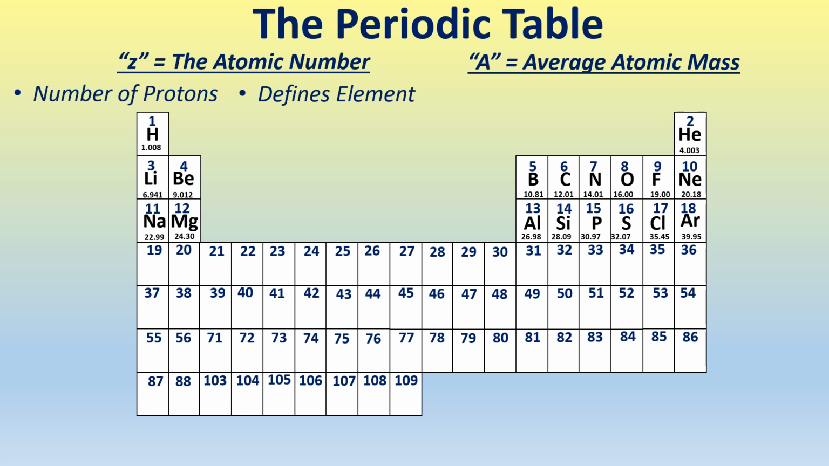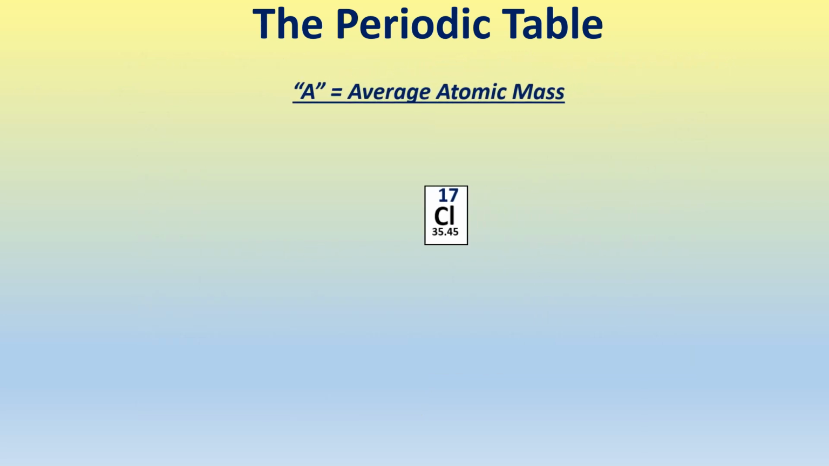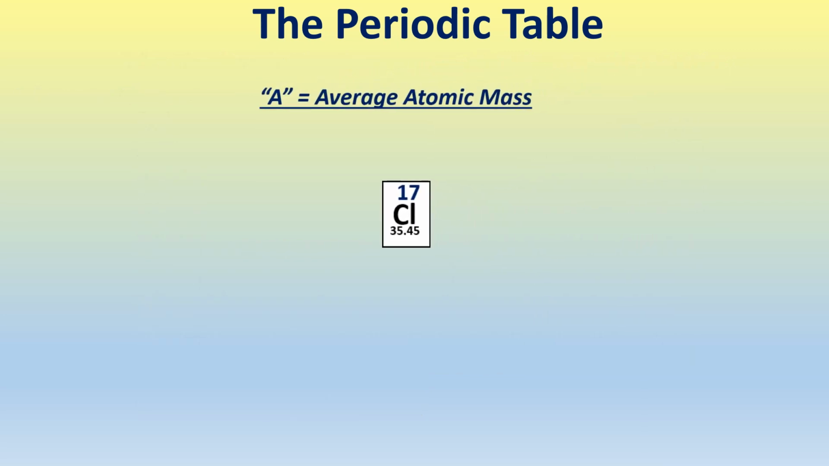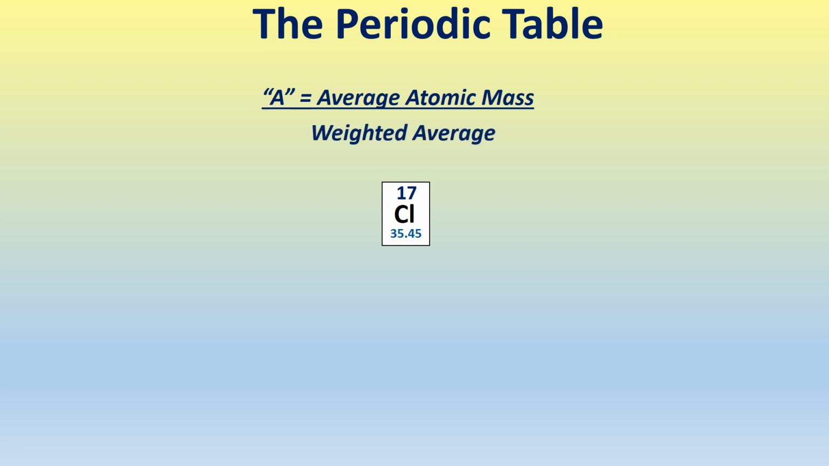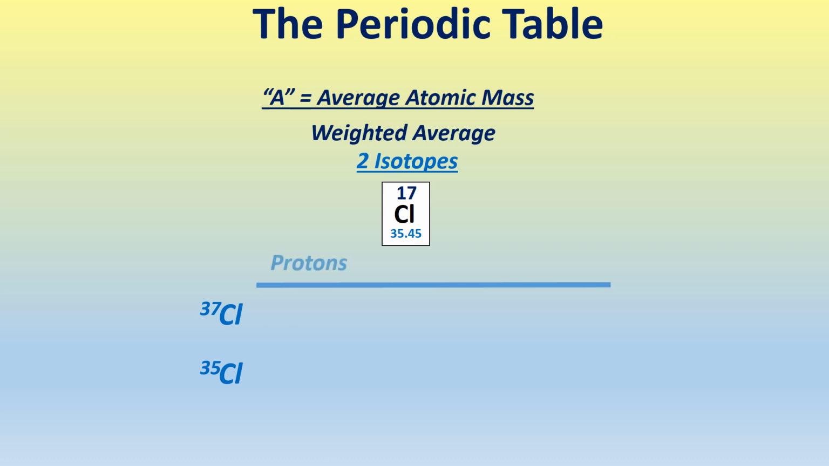This should be noted once again is the average mass. So one sees in the case of chlorine, average mass of 35.45, which is a weighted average. Chlorine comes in 2 isotopes, chlorine 37 and chlorine 35. As both of these isotopes are chlorine atoms, that means they will both have 17 protons. However, they differ in their atomic mass.